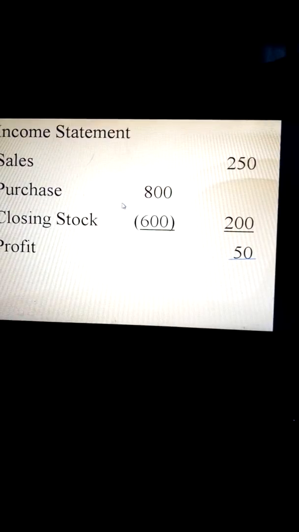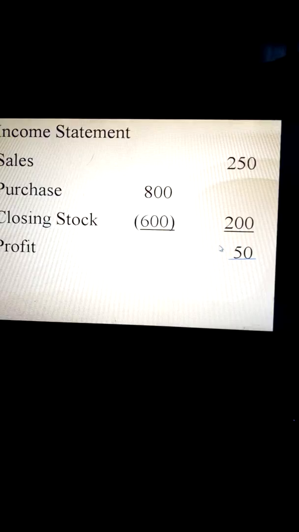Then purchases, if you remember, it was 800 naira. And remember that there was a closing stock. You have to less the closing stock from the purchases to get the actual cost of sales. This 200 naira now is referred to as cost of sales. So 250 minus 200 will give you the profit of 50 naira, assuming that no other expense took place. So we have 50 naira.